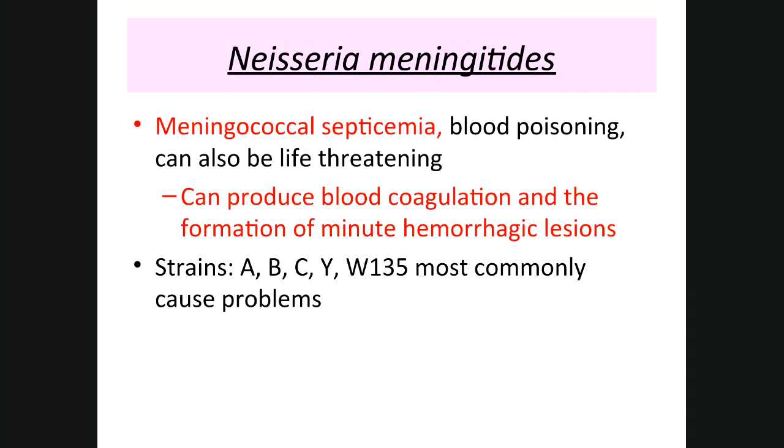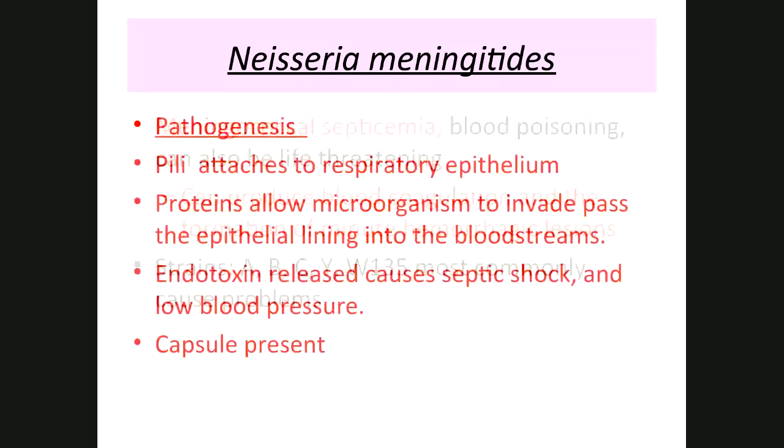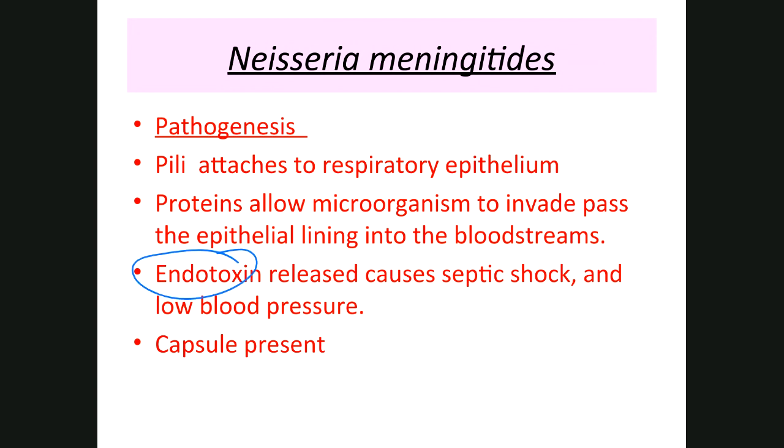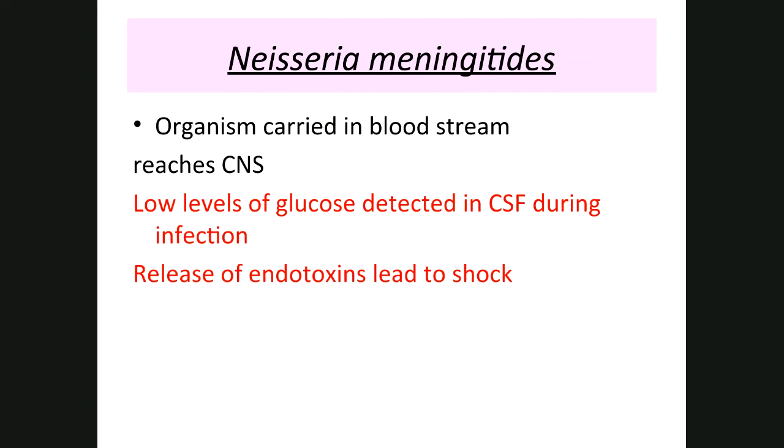The organism could become systemic and cause blood poisoning. Again, the pathogenicity we talked about already: the ability to attach to mucous membrane cells of the respiratory epithelium. Sometimes they can release endotoxins that cause septic shock and low blood pressure. Sometimes there's a capsule present.